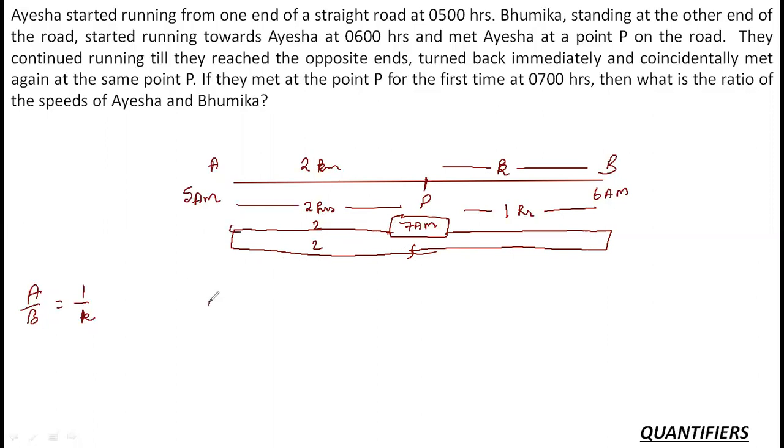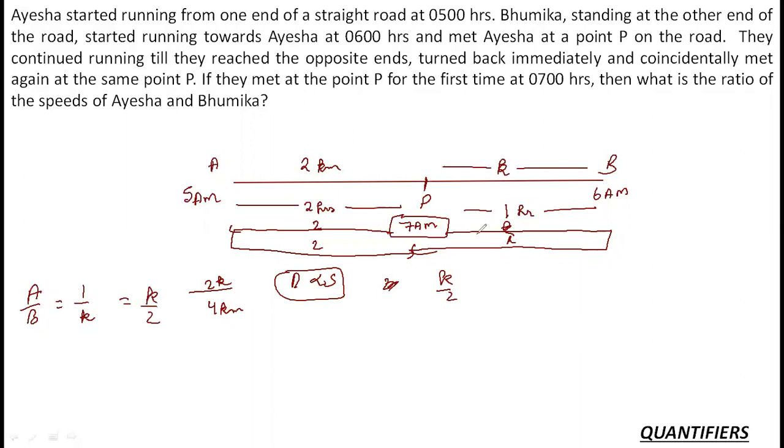Bhumika traveled 4 kilometers. And what about Aisha? Aisha went k kilometers this side and k kilometers on the return. So Aisha covered 2k, right? Aisha covered 2k. Now the distance traveled by them is 2k and 4 kilometers. So can I say distance is directly related to speed? So the ratio is 2k upon 4, which means the ratio of their speed is nothing but k by 2. Right? In the first scenario, the ratio was 1 by k, and in the second scenario, the ratio was k by 2, and these are both the same ratios.